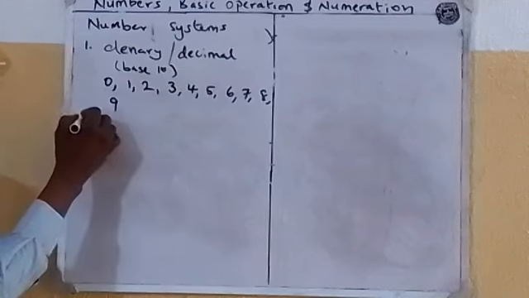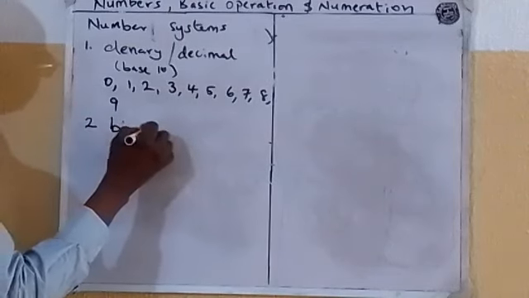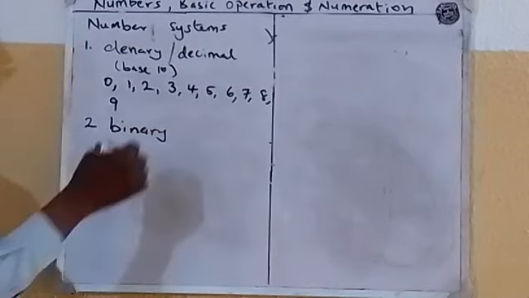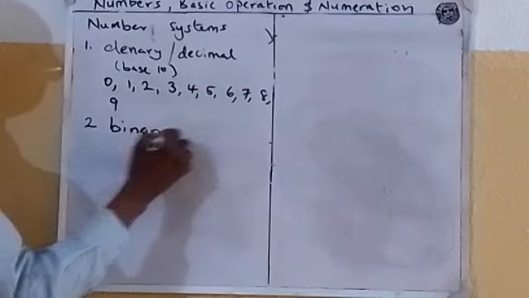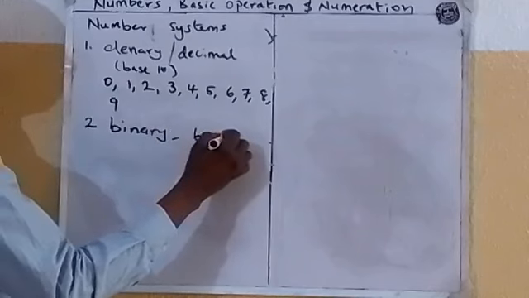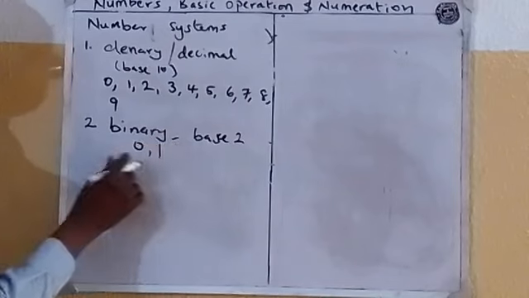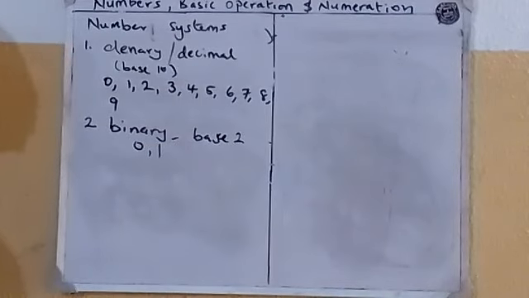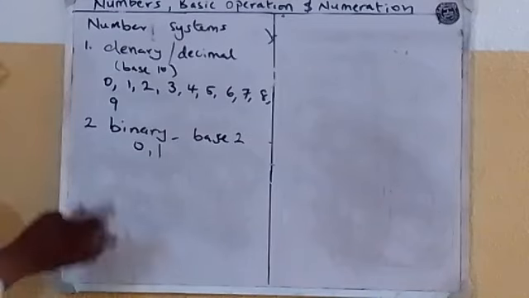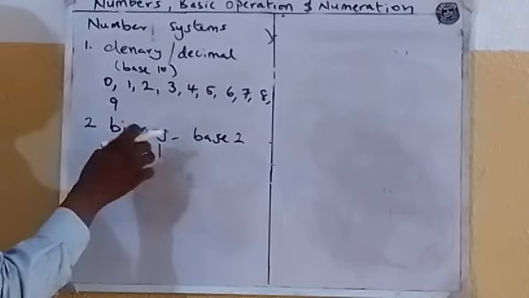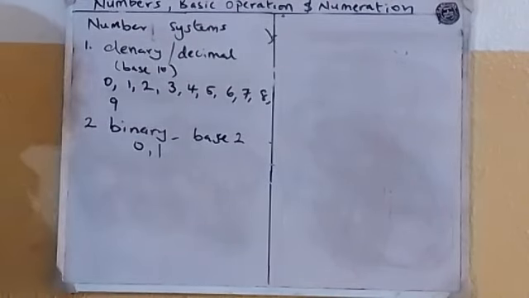The next one is binary. Binary is another number system that we know. It is known as base 2. It's either a 0 or a 1. This is mostly found in computational systems, in algorithms, in computing and programming. So 0 and 1, just 0 and 1. If you see any number that has more than this, it's no longer base 2.